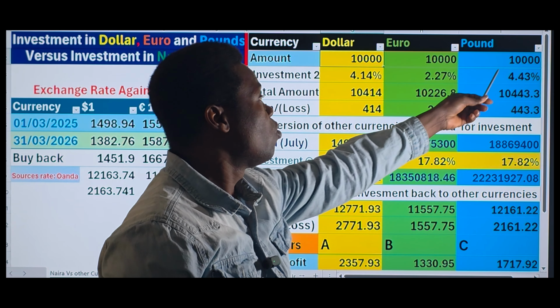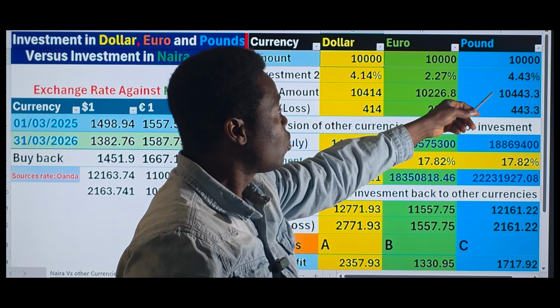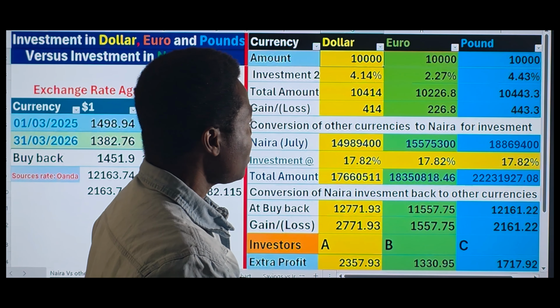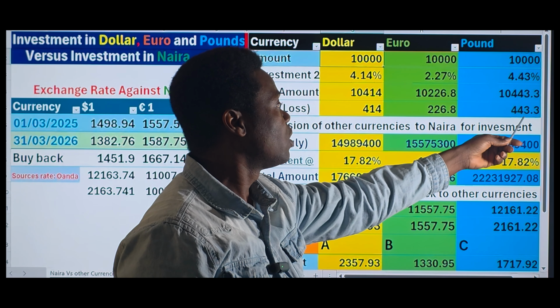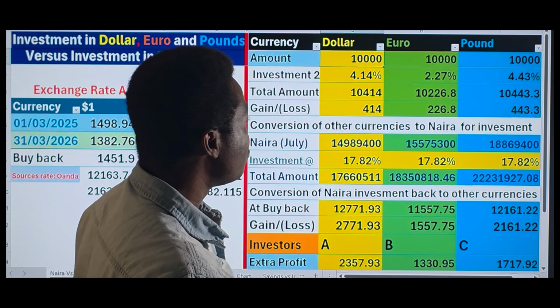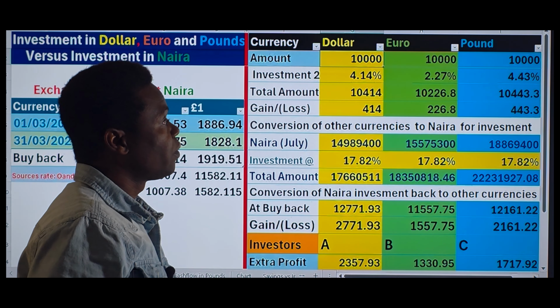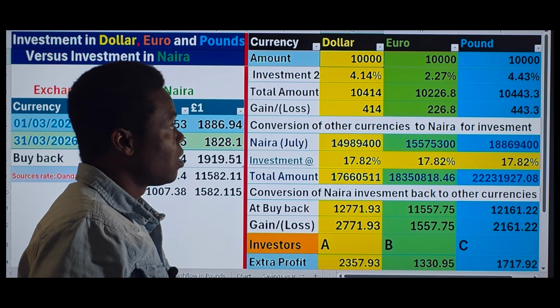Then he will need to remove his initial 10,000 pounds from the total amount he made. When he removes the 10,000 pounds, he will have a profit of 443.3 pounds. That is the profit he made by investing in the UK Treasury bill. That is the gain he made.